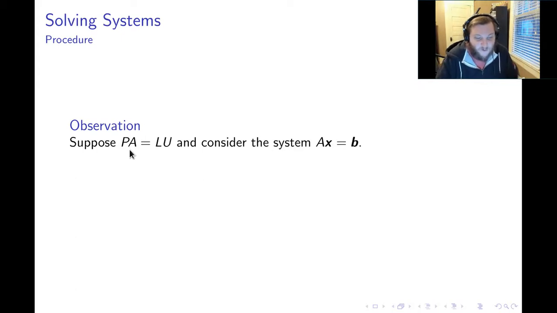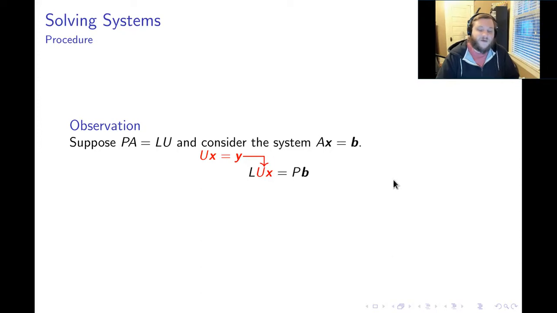So let's say that we have a PA equals LU factorization, and then let's say we're studying the system AX equals B. To take advantage of PA equals LU, I'm going to multiply both sides of this equation on the left by P. Well, that introduces a factor of P times A on the left here. And the whole point here is that P times A is L times U. So now the system we're studying, AX equals B, is the same as LUX equals PB.